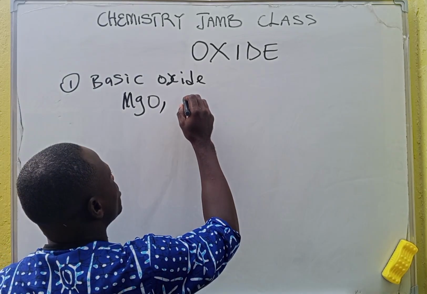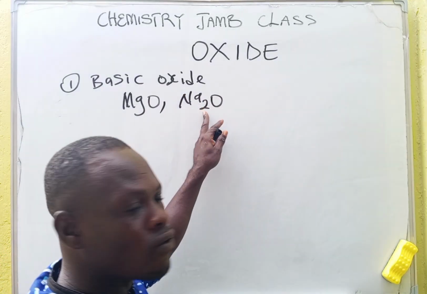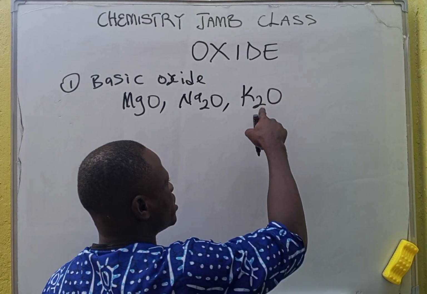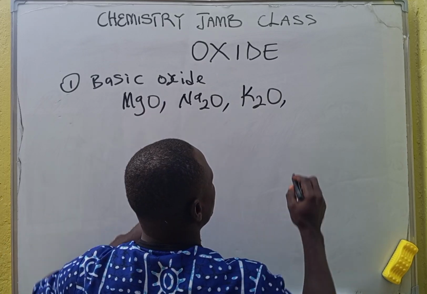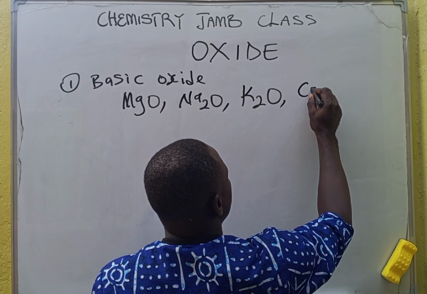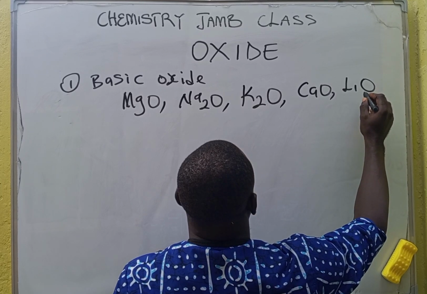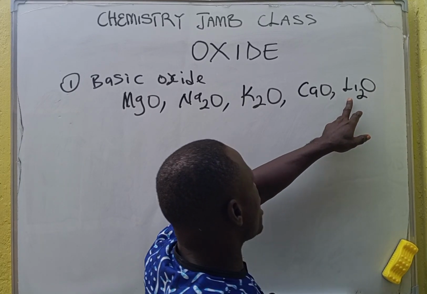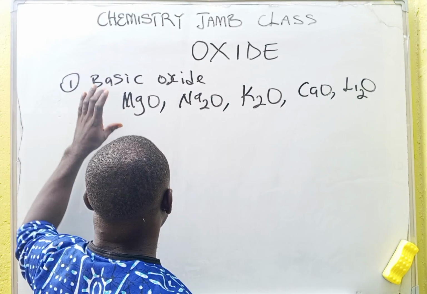We have another example, Na2O. It is another example of basic oxide. We have K2O, another example of basic oxide. We have CaO, we have Li2O. All these ones are examples of basic oxide. Why are they basic?